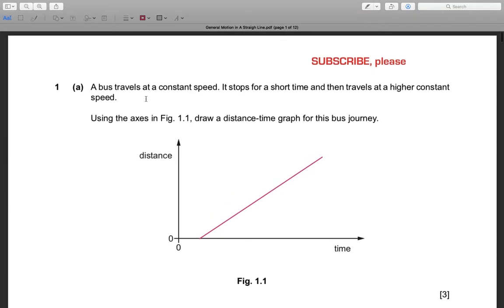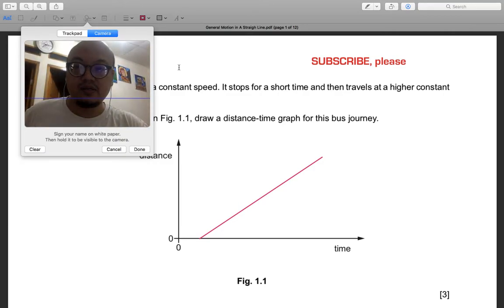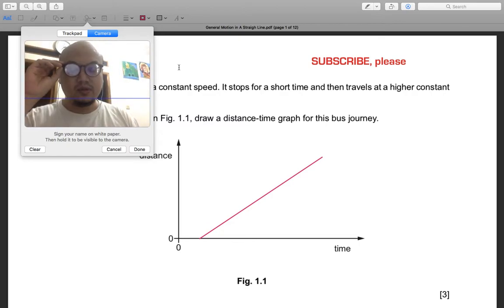Hello everyone. Today I'm going to share with you something about question solving in IGCSE Paper 2. Actually, this is only about linear motion in a straight line.